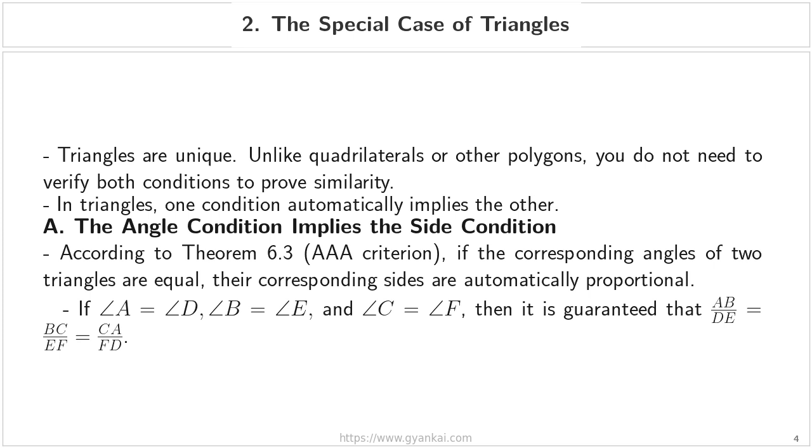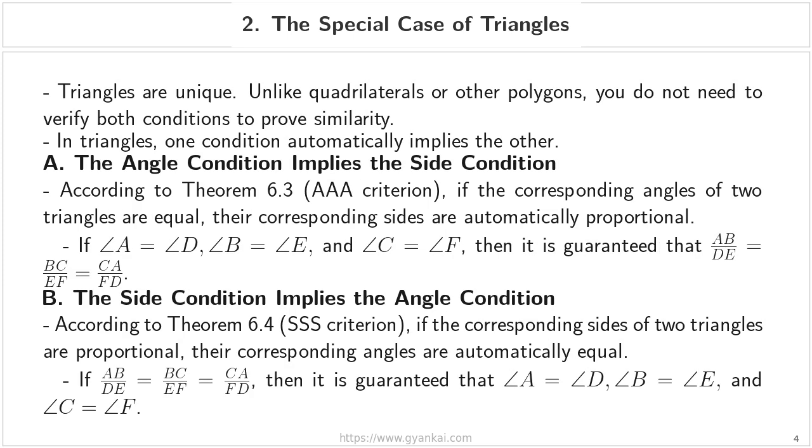According to Theorem 6.3, if you can show that the corresponding angles of 2 triangles are equal, for instance, if angle A equals angle D, angle B equals angle E, and angle C equals angle F, then you don't need to do any extra work on the sides. It is mathematically guaranteed that the corresponding sides will be in the same proportion. Specifically, the ratio of side AB to side DE, side BC to side EF, and side CA to side FD will all be exactly the same.